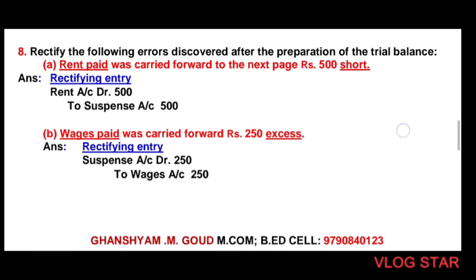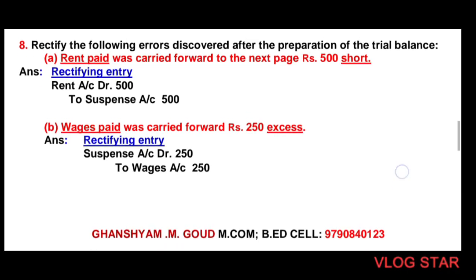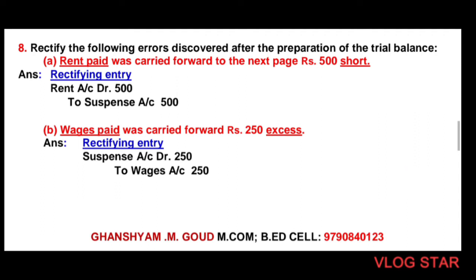Next, we move on to question number 8. Rectify the following errors discovered after the preparation of trial balance. Rent paid was carried forward to the next page, rupees 500 short. Rupees 500 short. So what I said: short, less, means we have to write the original entry. So what is the rectifying entry? Rent account debit, because rent is a debit balance. So rent account debit to suspense account. You have to write only the rectifying entries.